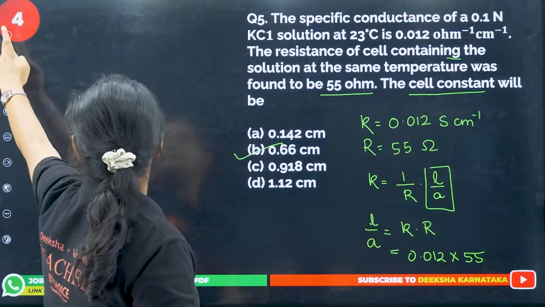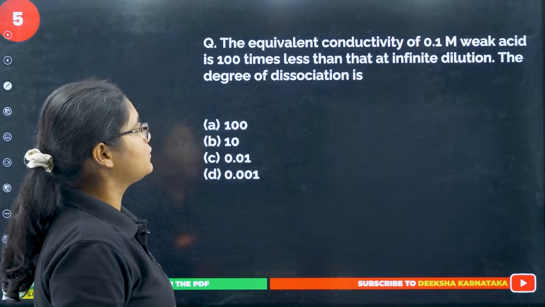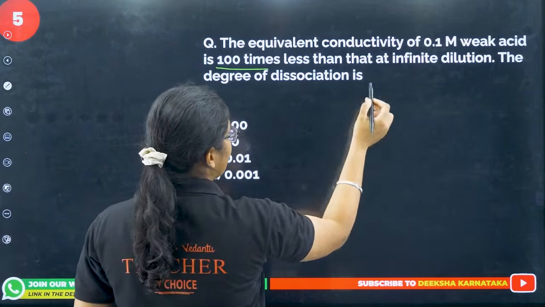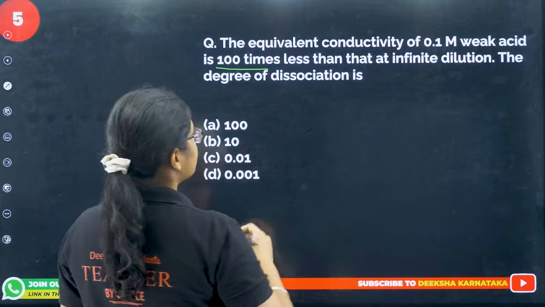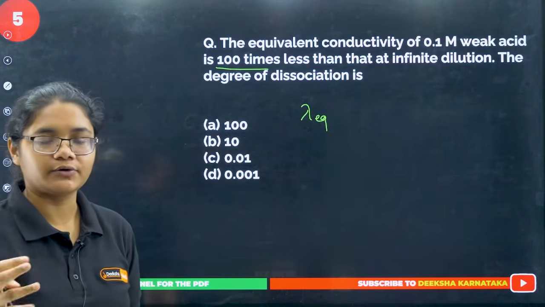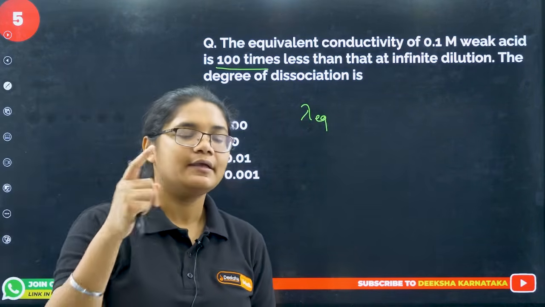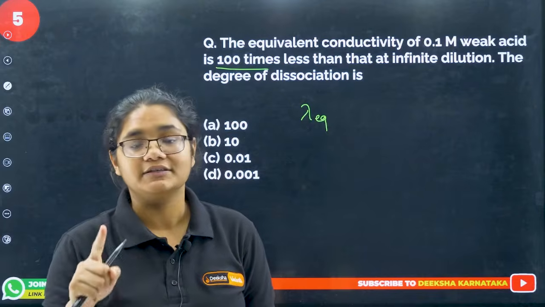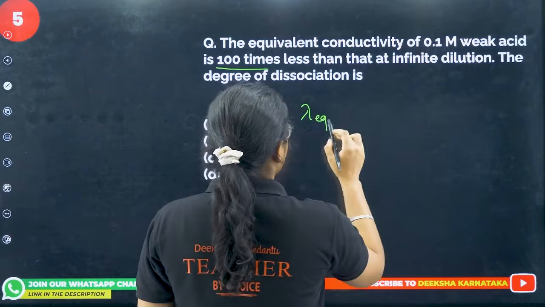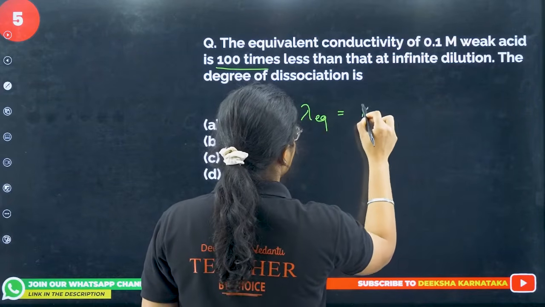Next, I have the equivalent conductivity of 0.1 M weak acid is 1000 times less than its infinite dilution. So molar conductivity and equivalent conductivity are two different terms. Molar conductivity, we consider molarity. In equivalent conductivity, you will consider normality. So it is saying that the equivalent conductivity is 1000 times less than that of infinite dilution.